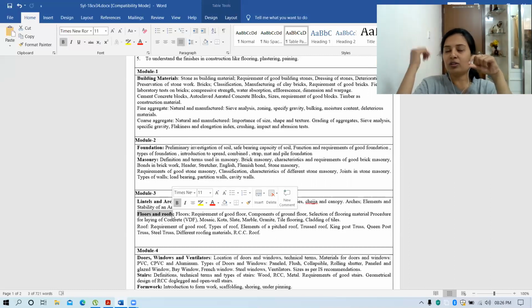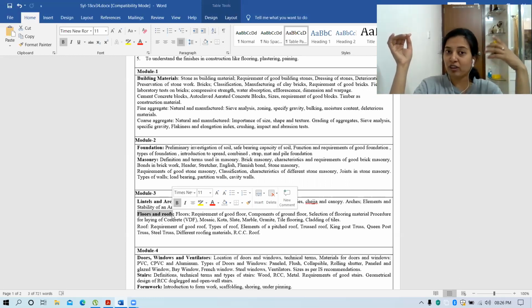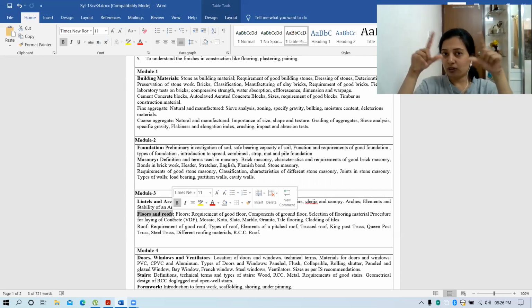When you are learning this module, you can go out and explore the different types of lintels and arches in different places, and also recall things from when you have gone outside and visited different types of buildings. You might have seen different types of arches in many temples and in some historical places also.